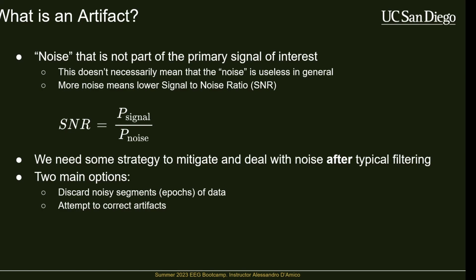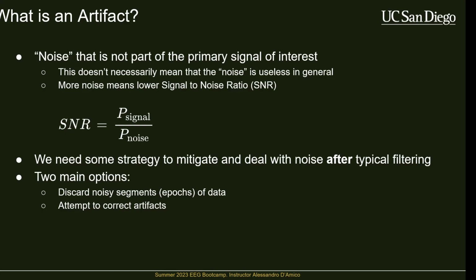So broadly, an artifact is any amount of noise that's in our signal that we're not interested in. This doesn't always mean that that noise is useless. It could have some very useful properties. For example, a lot of the times blinks are considered to be noise or an artifact, but there is some evidence suggesting that your blink rate actually reflects certain cognitive processes. So although it might be noise when you're trying to extract ERPs and look at specific components, it's actually a very useful signal if you're trying to do another set of analyses.